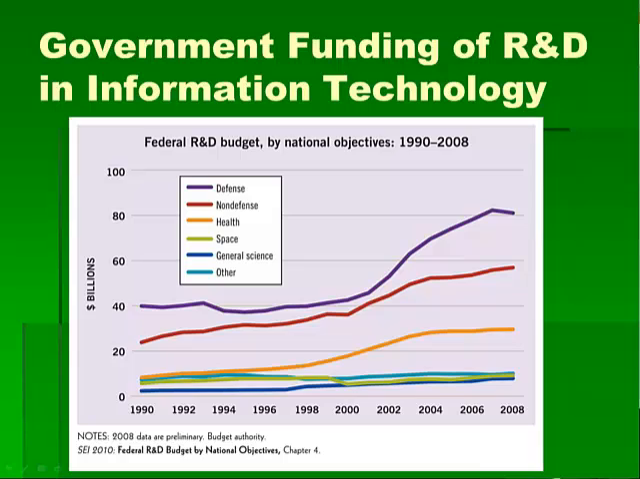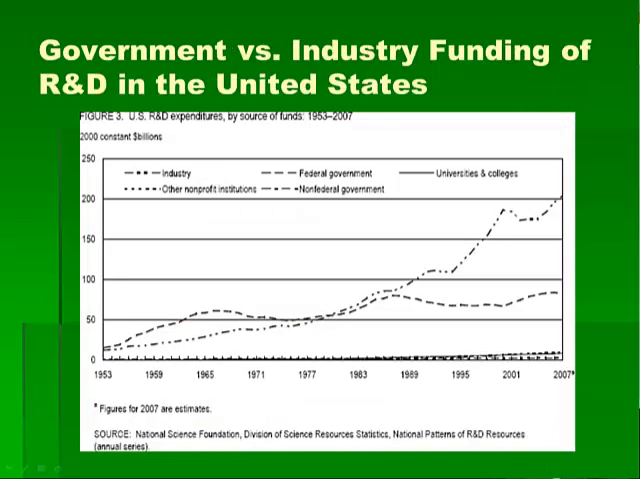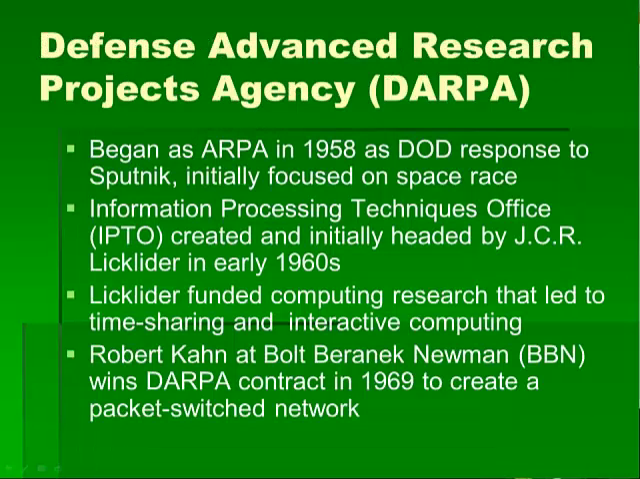Government funding of R&D in information technology has been fairly robust. You can see that defense leads all the other categories. Non-defense has kept up pretty well, though, and space and general science research for computing and information technology has not been insubstantial. Generally speaking, industry research spending has exceeded government spending for quite a long time, although, as I said before, most industry research is applied research, not basic research.